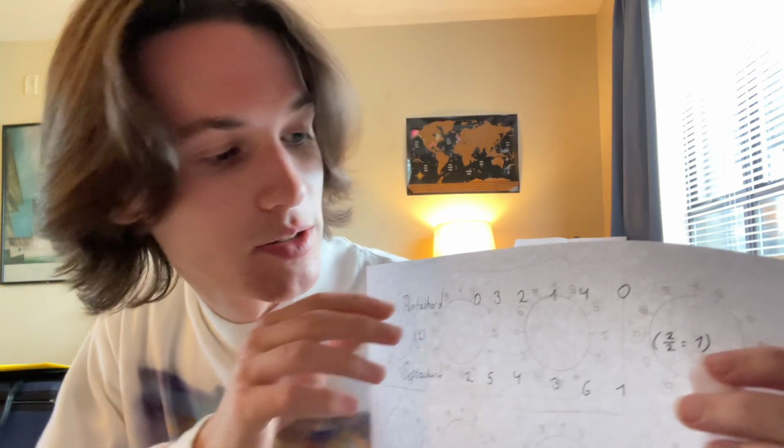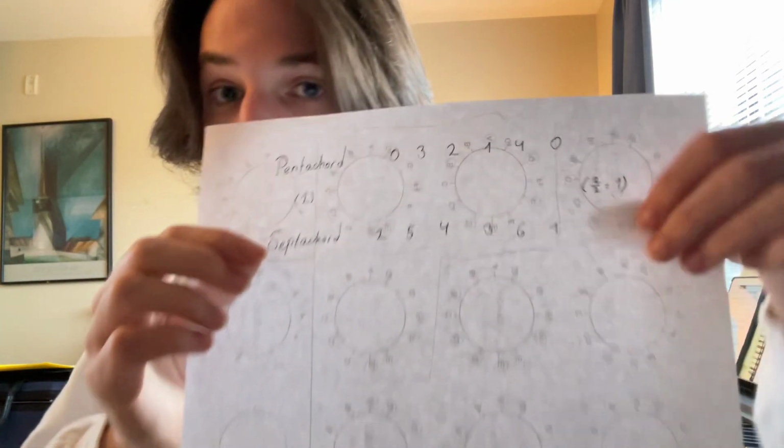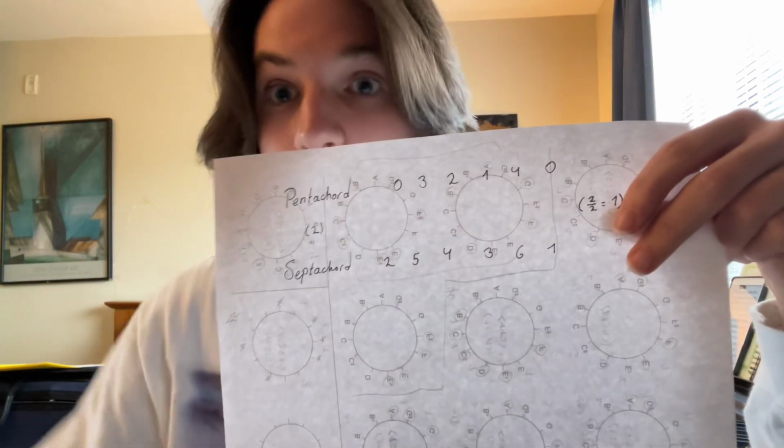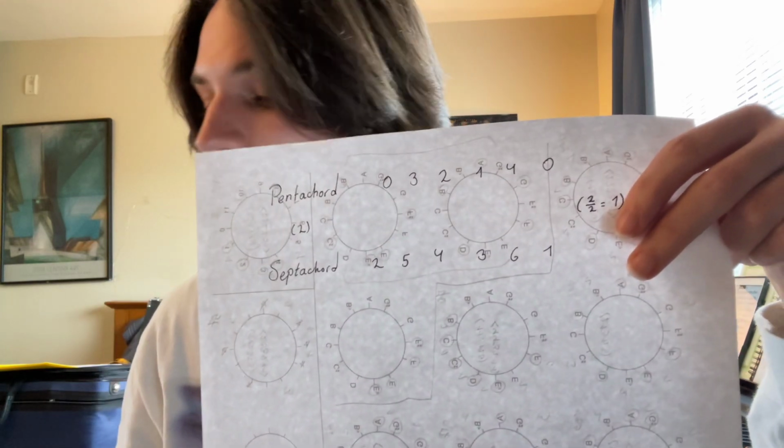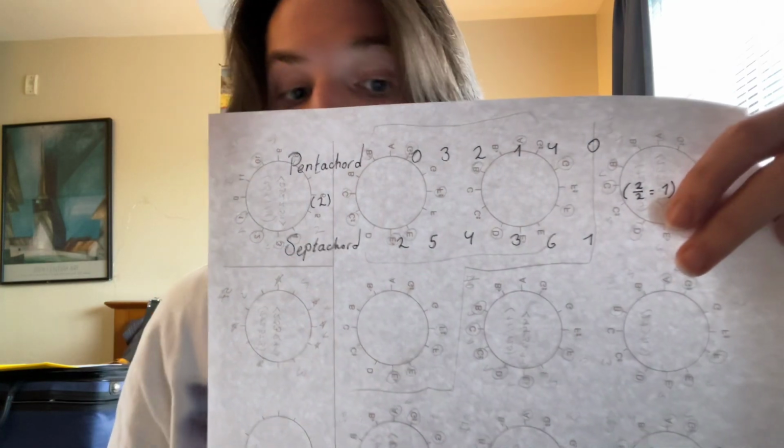The reason why this is still auditory and the reason why this matters is because if we look at the interval vectors for these two respective chords, our original one has an interval vector of 0, 3, 2, 1, 4, 0. And your second chord, the complement of it, or the transposition of its complement, has an interval vector of 2, 5, 4, 3, 6, 1.